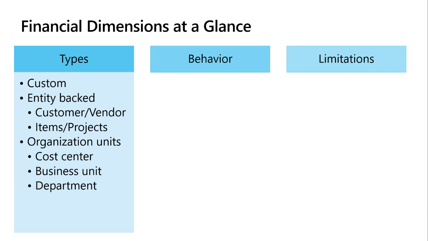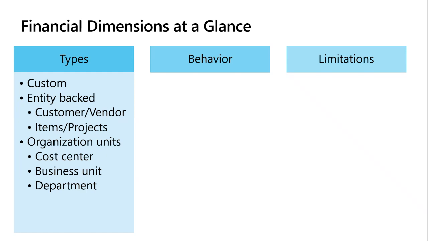First is custom dimensions. These dimensions offer full flexibility of the values and behavior because you define exactly what they mean. Next is the entity-backed dimensions. These are dimensions that get their list of values from another source, such as an existing table in the system. Examples of this include things like customers, vendors, items, and projects. There are about 30 entity-backed dimensions available out of the box, and a developer can create custom extensions to create new entity-backed dimensions as needed.